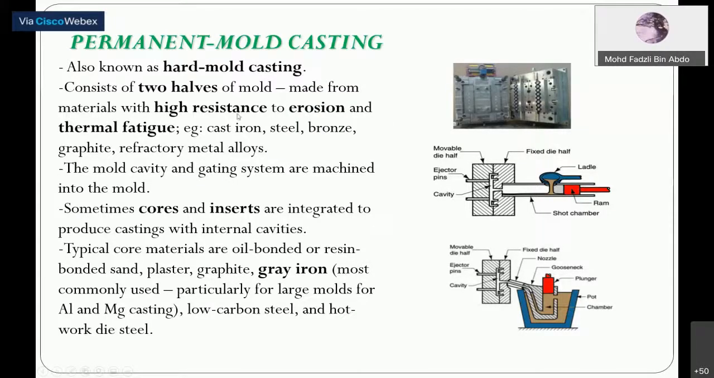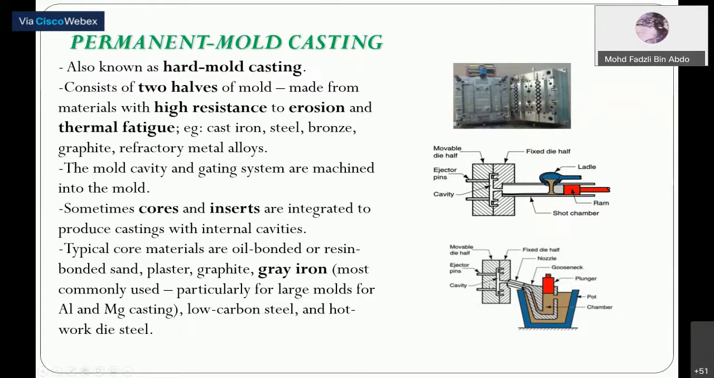So permanent mold casting consists of two half of mold made from material with high resistance to erosion and thermal fatigue. For example, the cast iron, steel, bronze, graphite, refractory metal, alloy. Maksud dia consists of two half mold, maksudnya ni yang ni lah. Kita ada two half mold. Okay. And then the mold cavity and gating system are machined into the mold.